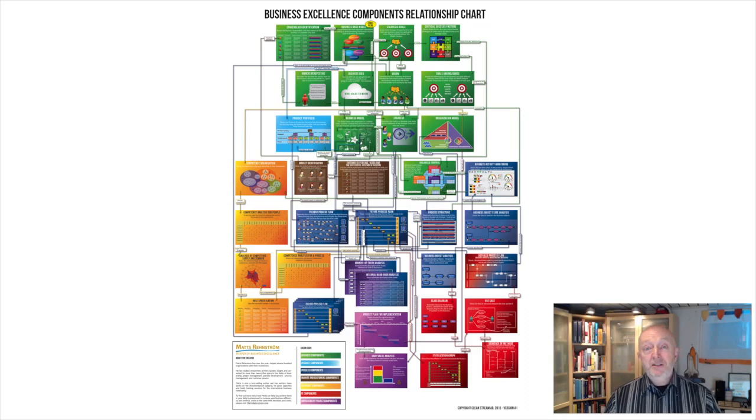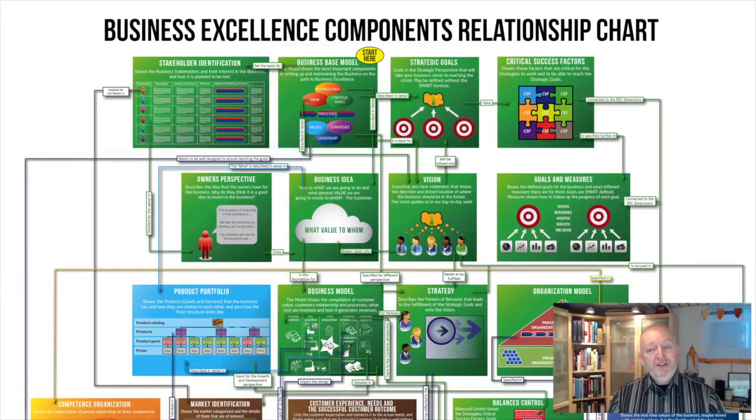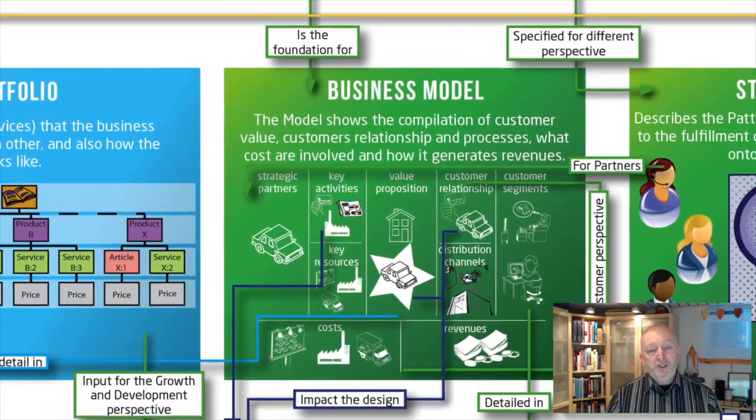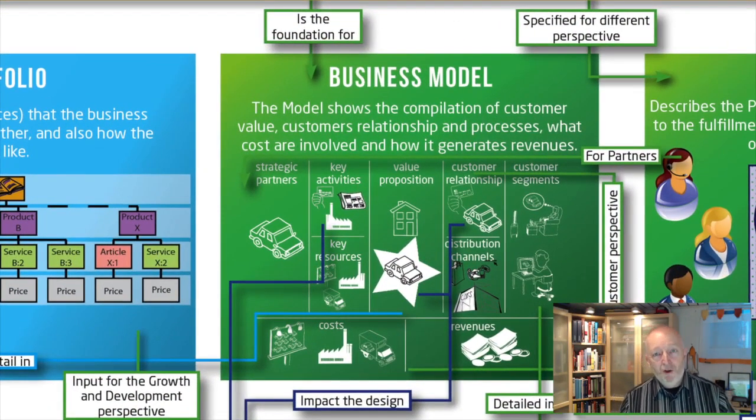Anyway, this video is a part of the series where I go through important business excellence components, and I have my chart that shows all these very important business components and how they relate to each other. But for this video, we're talking about the business model. And the business model contains 9 different other components. So it relates to other very important components within this chart.